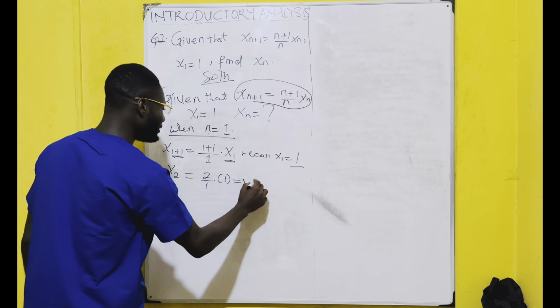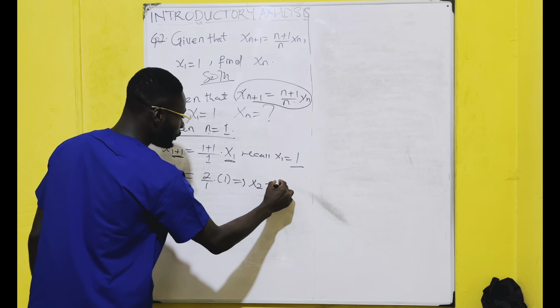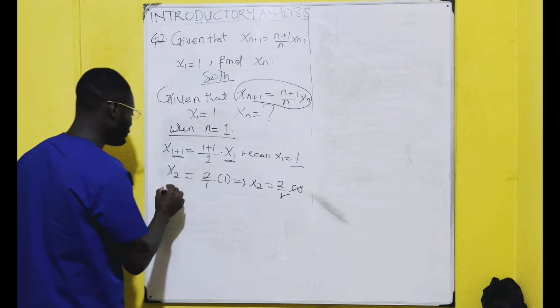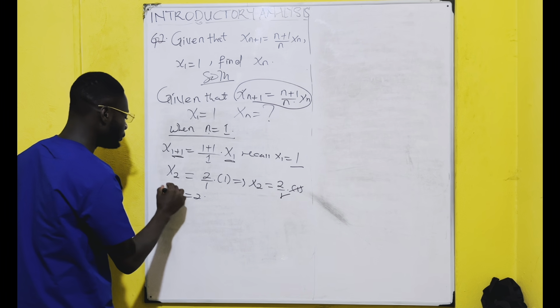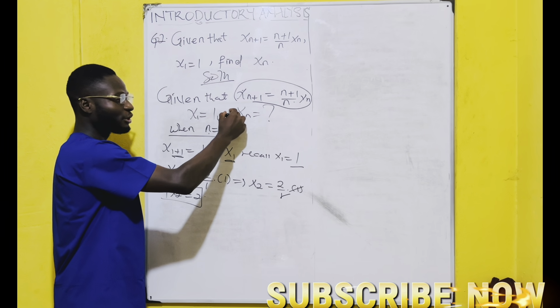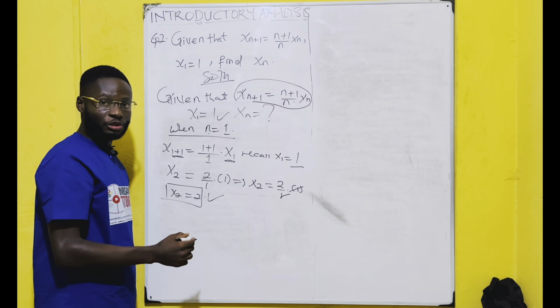So this implies that x2 is equal to what? 2 over 1 times what? 1. And this cancels this. So we have s2 to be what? 2. Very, very interesting. So you see, they gave you S1, you have obtained S2.